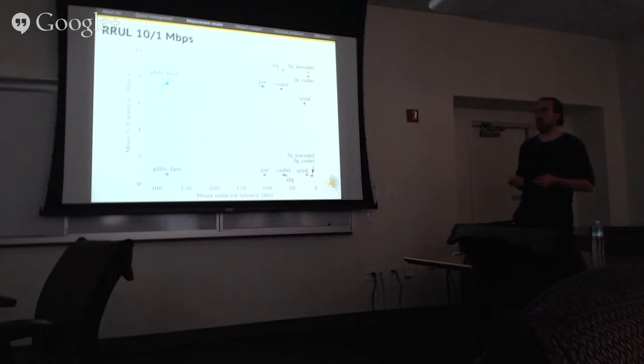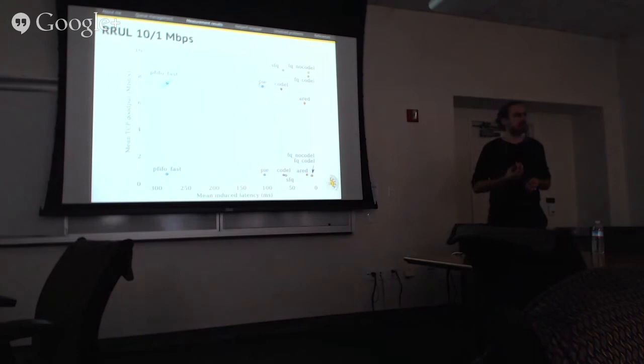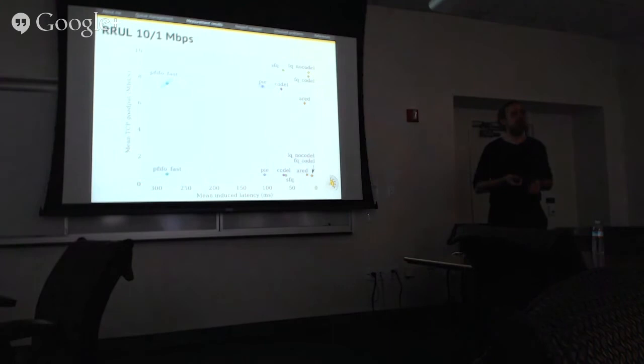I guess the other thought is that perhaps something like PIE is optimized for a different data point, where maybe you have many thousands of flows rather than just four. Yes, that is. I'll get back to some of the scenarios that this may or may not work in.